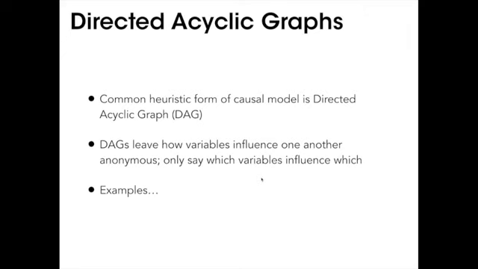These simple letter and arrow causal models are usually called directed acyclic graphs, or DAGs. And we just call them DAGs. DAGs do not make any claim about how a variable influences another one. The only thing they say is that particular variables influence other particular variables. They're so-called non-parametric causal models.